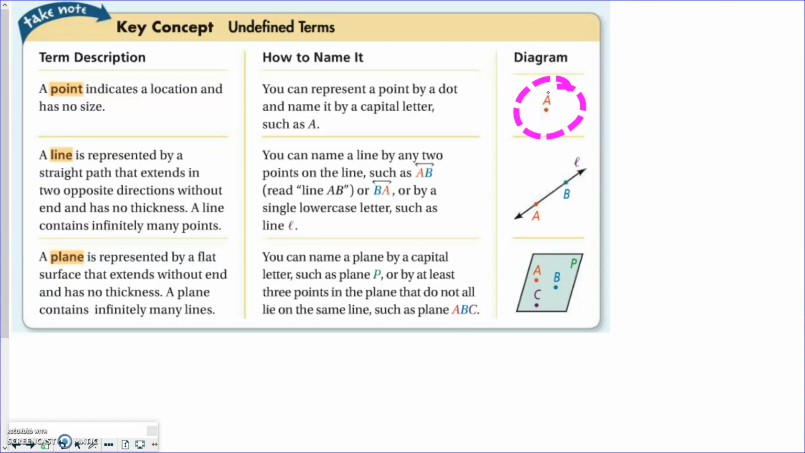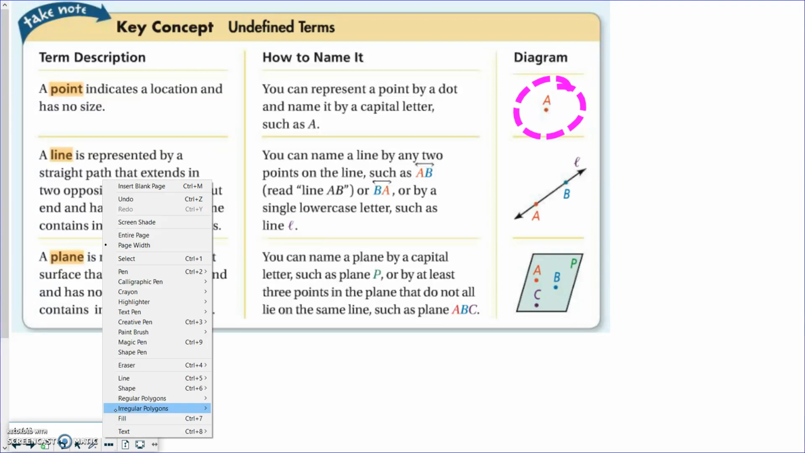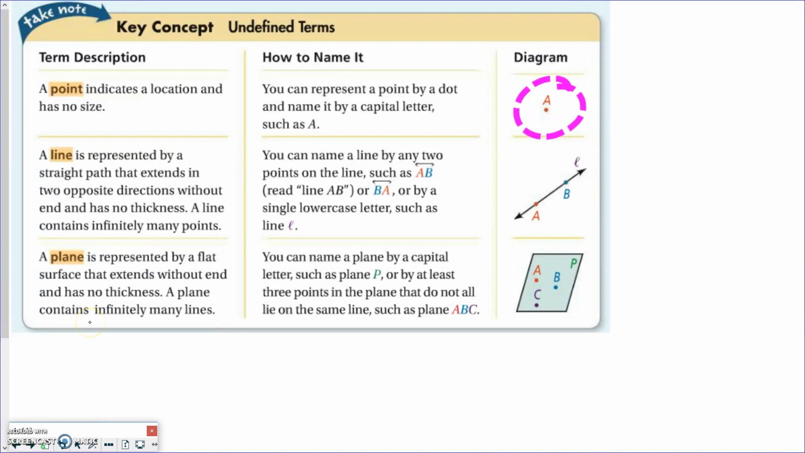A line is represented by a straight path that extends in two opposite directions without end and has no thickness. A line contains infinitely many points. So a line is always defined with at least 2 points. So here is the notation for a line. In this problem you have line AB. If you ever see this little notation above 2 letters, this stands for line, and it's read as line AB. As it said, a line continues on to infinity in both directions.